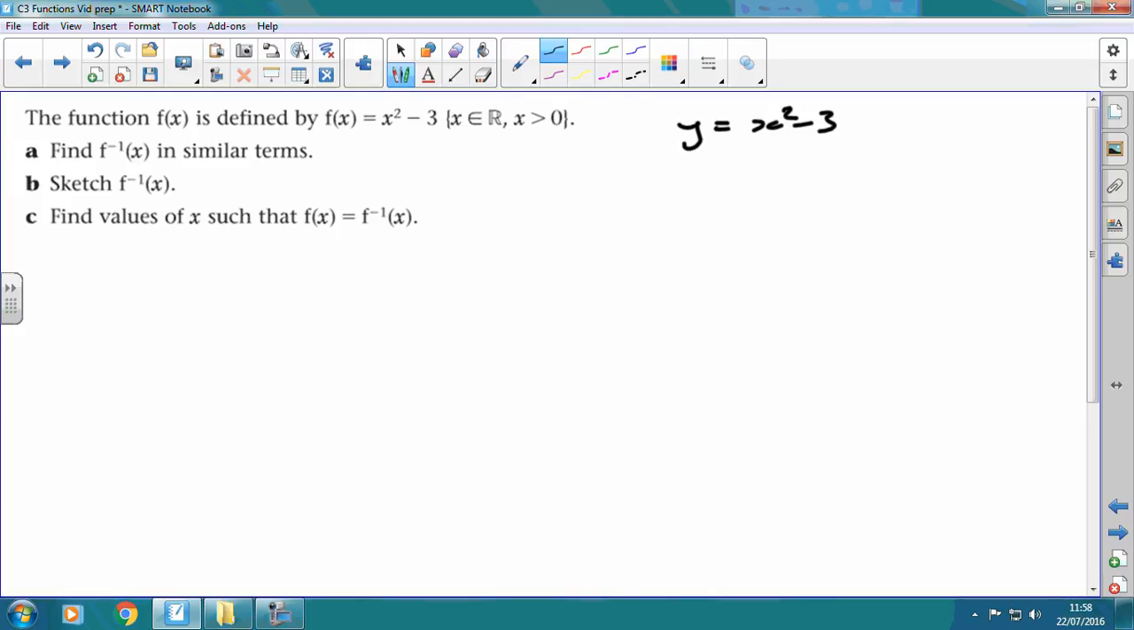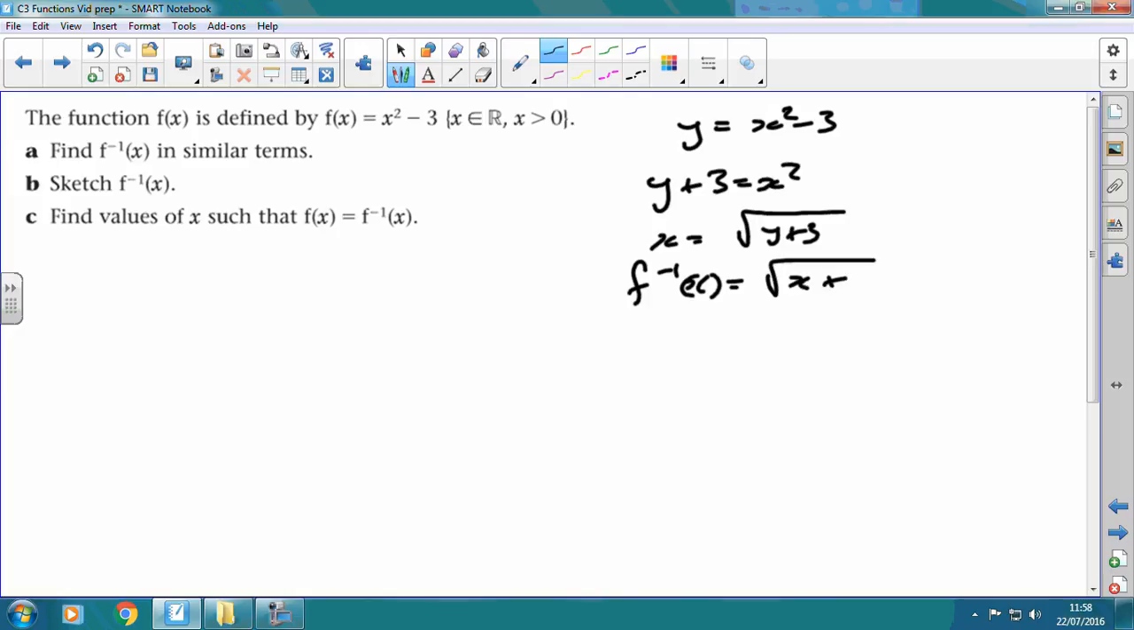Y equals x squared minus 3. So you get y plus 3 equals x squared. So x equals the square root of y plus 3. So f to the -1 of x equals the square root of x plus 3. And we're going to sketch f to the -1.